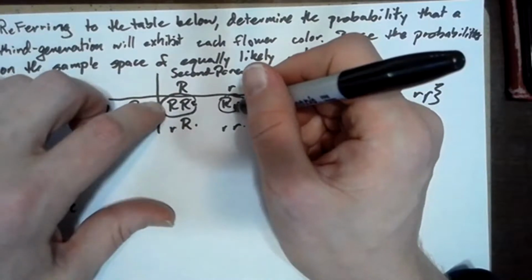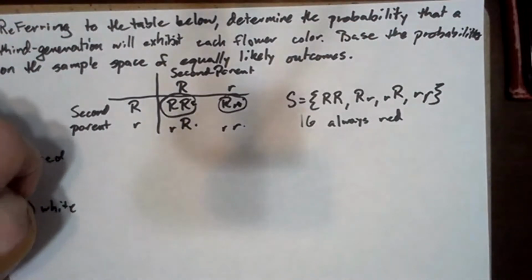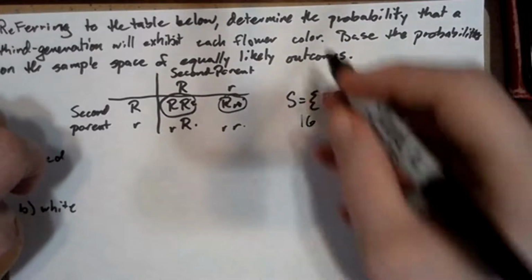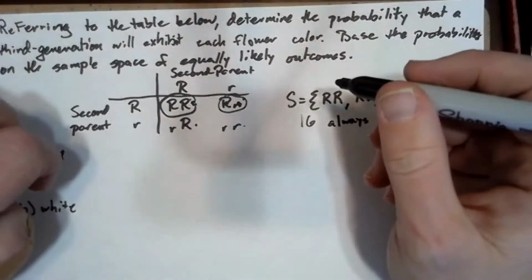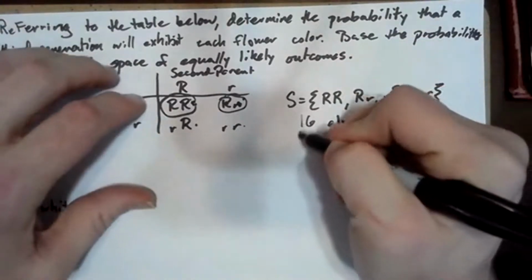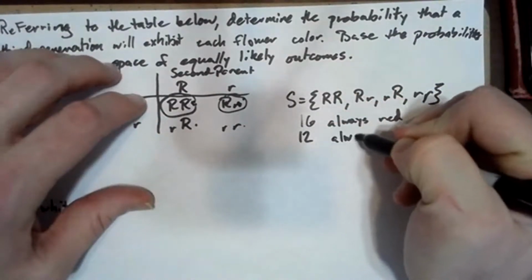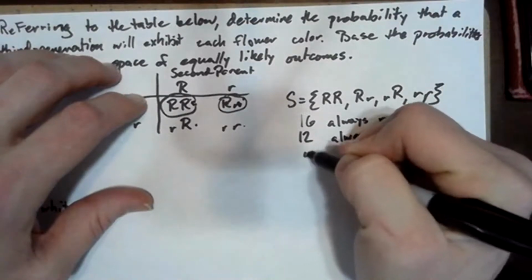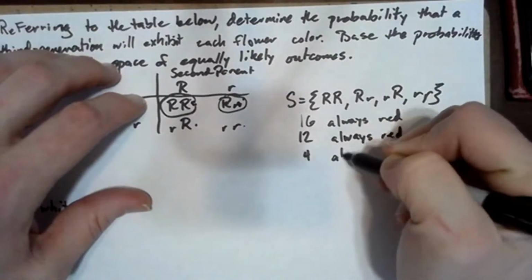In fact, this is 4 cases. In 4 cases, we will have 3 sets of red and 1 of white. So that's 12 always red and 4 always white.